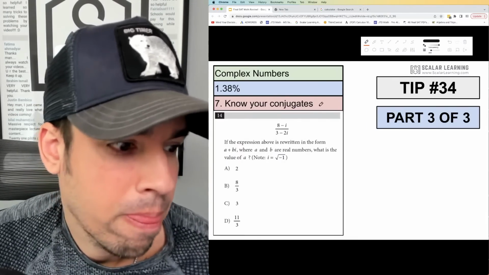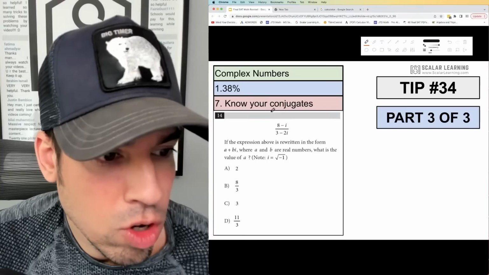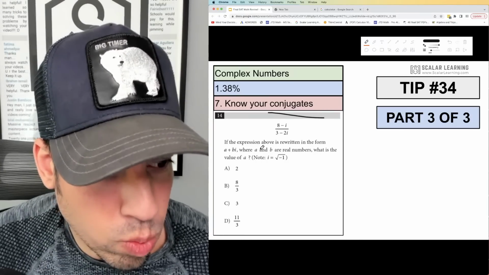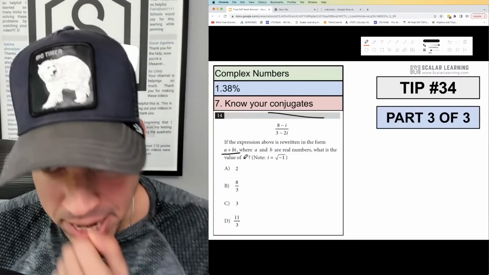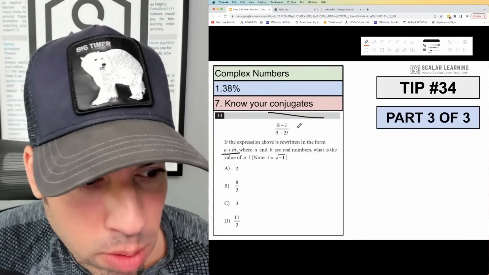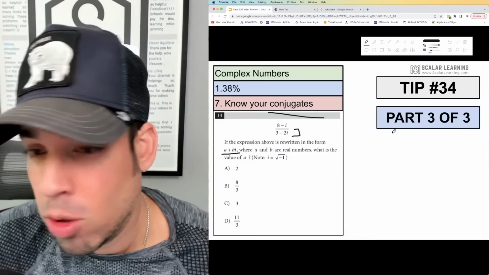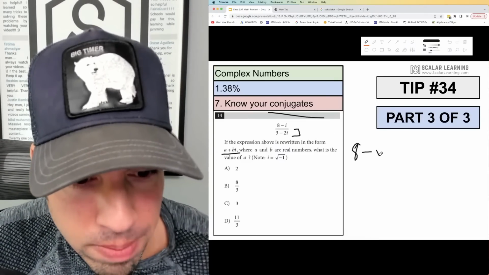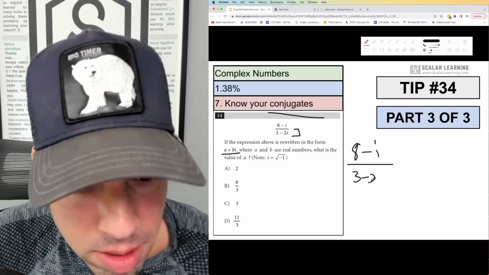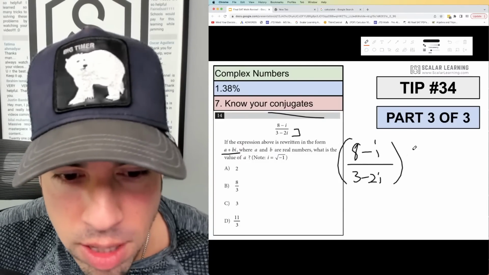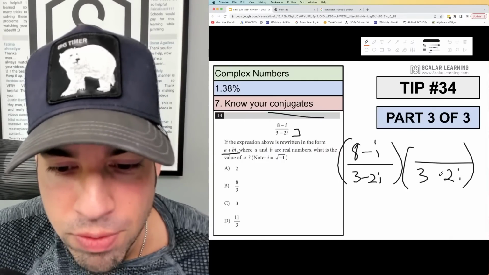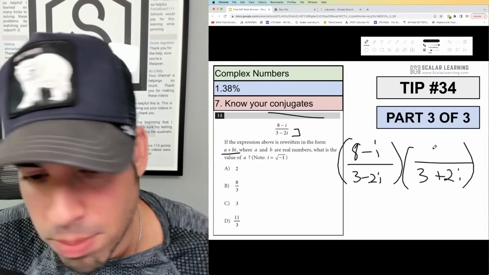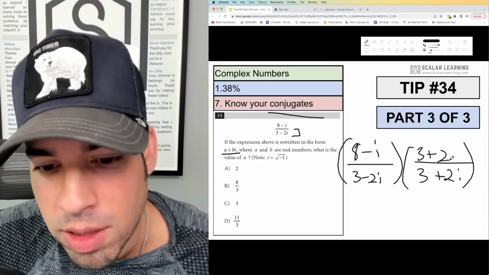All right. Know your conjugates. When they say this, they said it rewritten like this. How do I get it in this form when I have this weird denominator? Multiply by the conjugate. What is the conjugate? It's the same thing as the denominator, but you flip the sign from minus to plus or plus to minus, whichever way. That's what they're doing here.